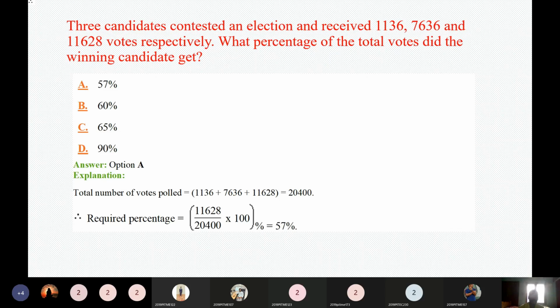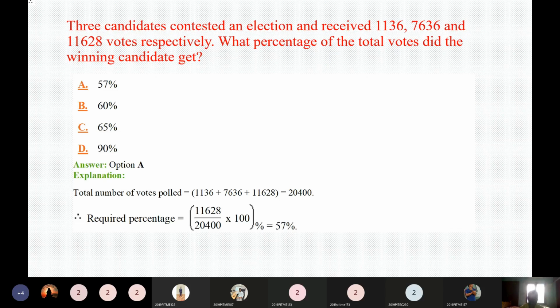But they're asking what percentage of the votes he received. So what you do is get the total votes polled. How do you know that? If you know the total votes polled and you take the winning candidate's votes into 100, it will give you the percentage of votes he received. Correct? Am I right or not? So you calculate the total votes polled, and you know the votes received by the winning candidate are 11,628.